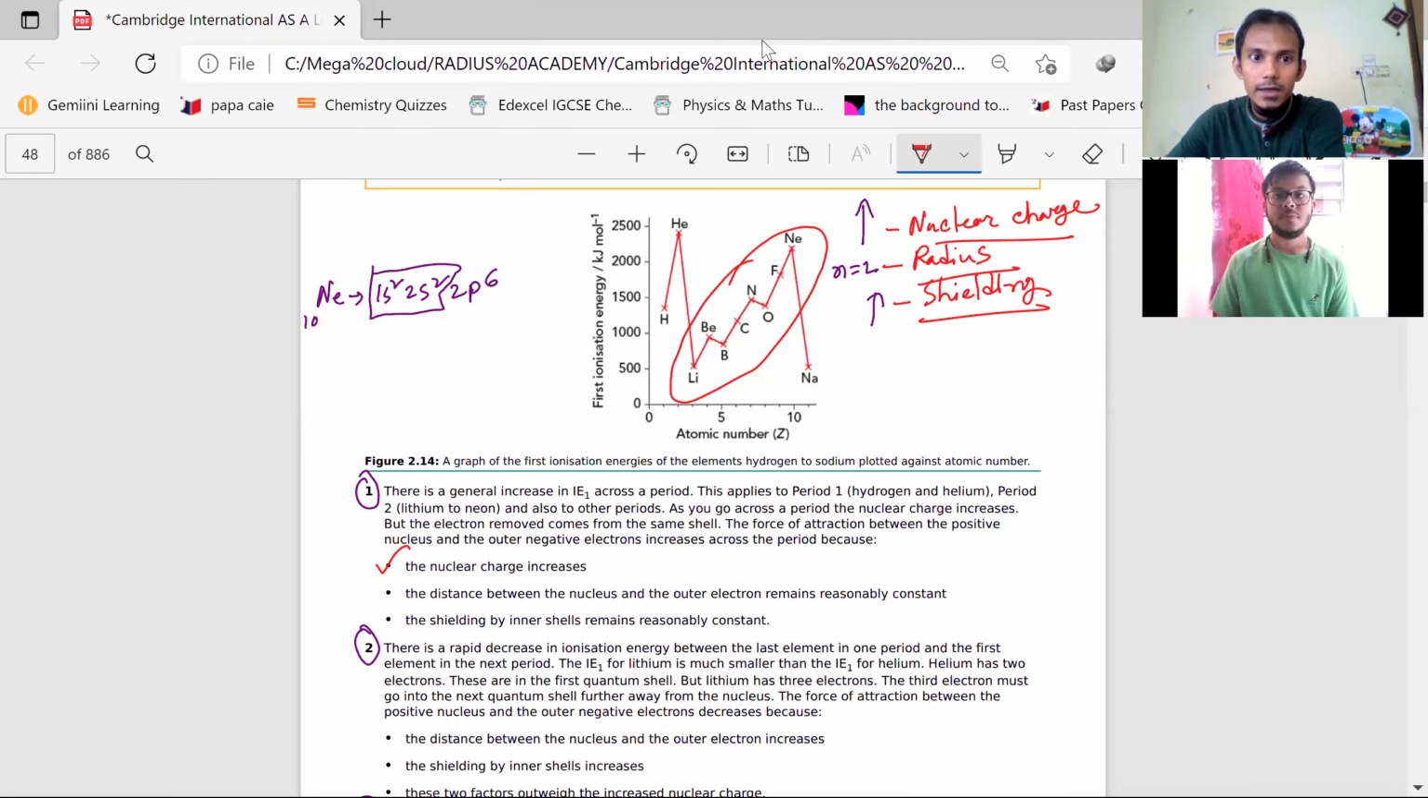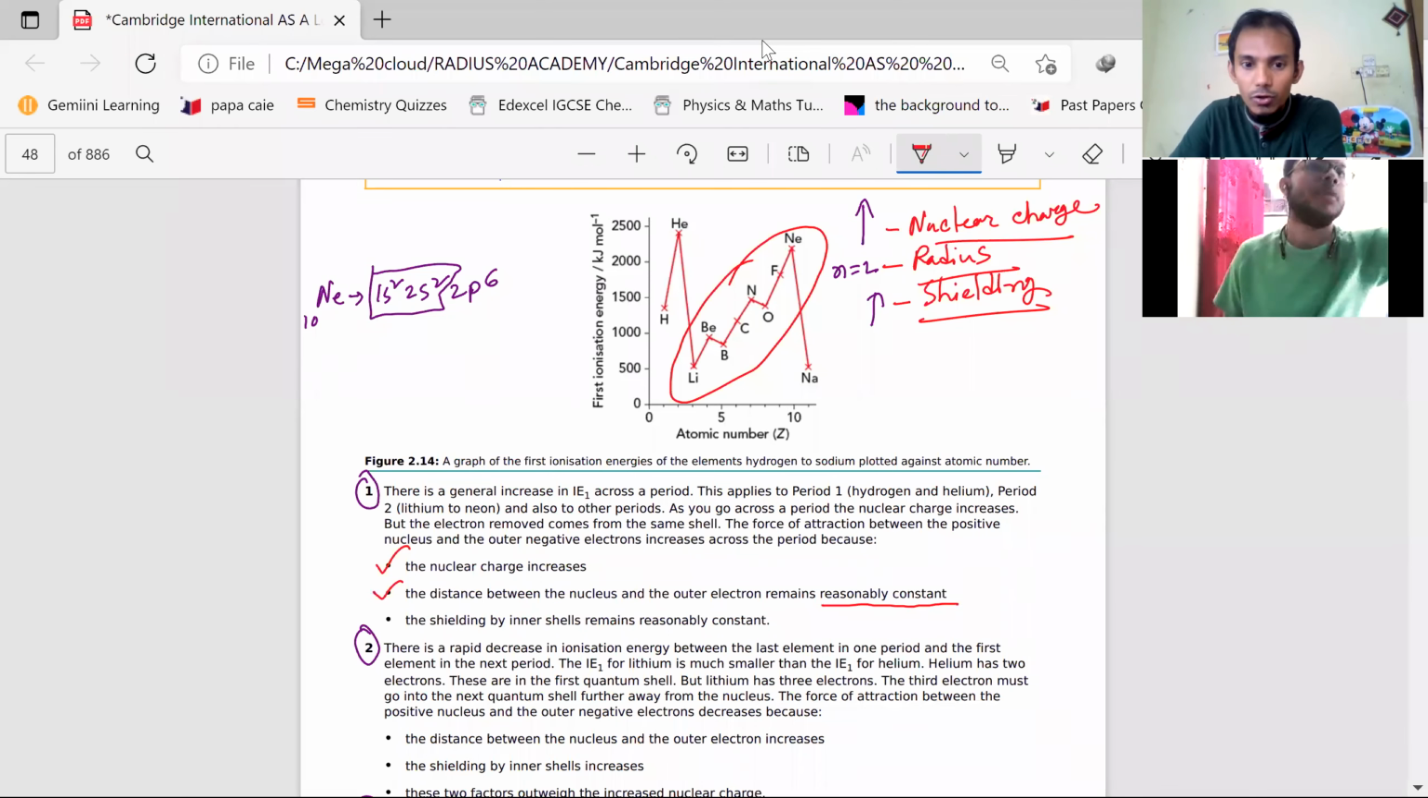So across a period, see, all these electrons are removed from which subshell? 2p and 2s, my second quantum shell, right or wrong? Second period means second quantum shell. All the electrons from lithium to neon are removed from the second quantum shell. That's why there is a general increase in first ionization energy across one period. So the distance between nucleus and outer electrons remains reasonably constant, almost একই রকম.